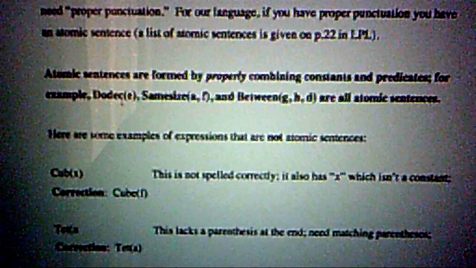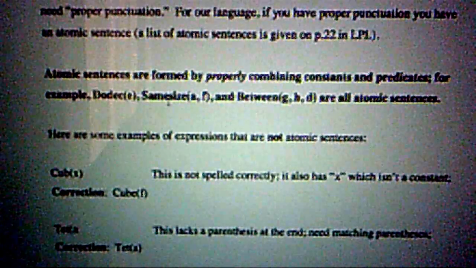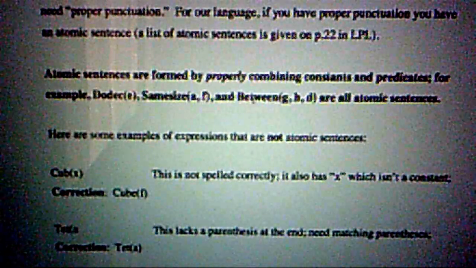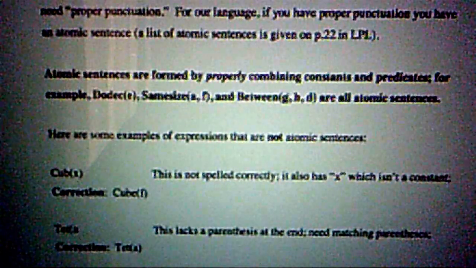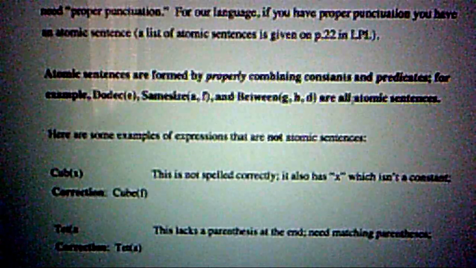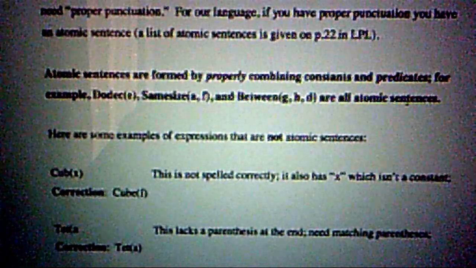So some examples would be Dodec(E), which reads in English "E is a dodec." SameSize(A,F), which reads "A is the same size as F." And then Between(G,H,D), which reads, it's always left to right, "G is between H and D." These are all what are called atomic sentences. What makes them sentences? Well, they sound like sentences in English when you translate them.